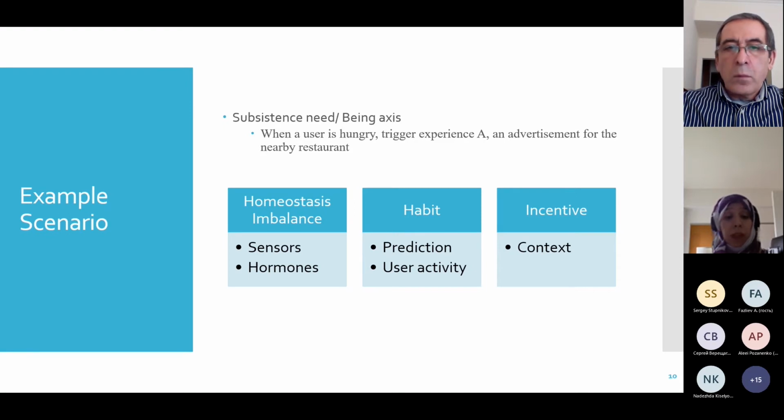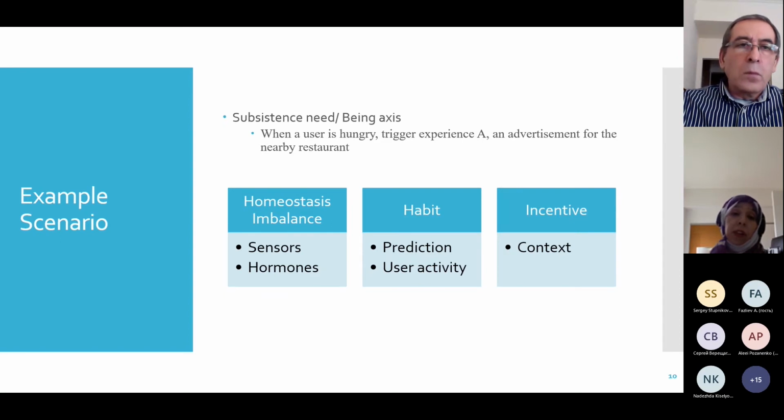The first one is homeostasis imbalance, which is an internal state that reflects a malfunction in the body's processing, resulting in the rise of a need. So it's something internal to the human body: there is an imbalance and the user is hungry and needs to eat. To find that out, we can utilize specialized sensors to detect the production of certain hormones, like the ghrelin hormone, which indicates energy scarcity and hunger, and then actually trigger the experience.